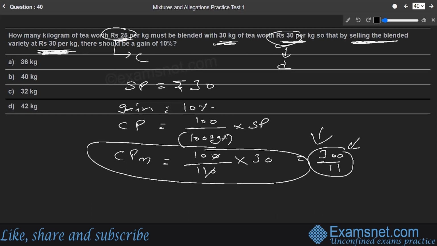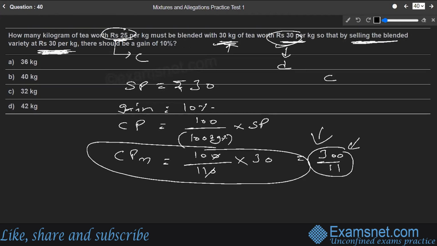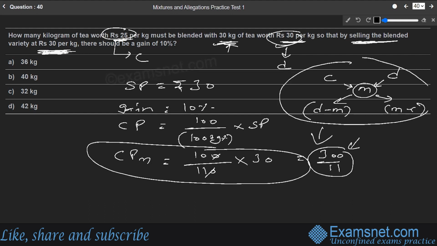Now, what else have they given? It must be blended with 30 kg of tea worth rupees 30 per kg. So the quantity of the 30 per kg tea is given. Let us bring in our method, which says cheaper, dearer and mean. In what ratio should the cheaper and the dearer quantities be mixed so that the ratio becomes D minus M and M minus C, and the mean price becomes M? That is our alligation method, which we follow continuously for every question.